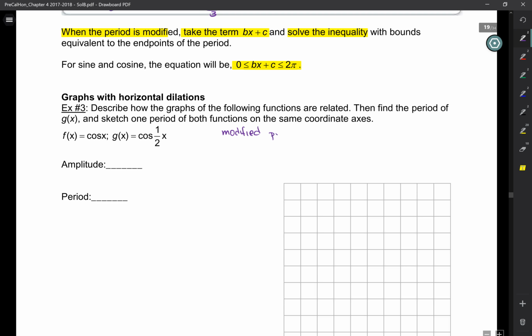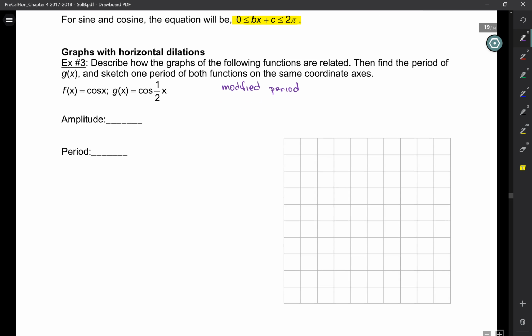So does that mean when you're drawing it, one of them is still going to pi? Correct. So yes. Like even more. Yeah, you'll see. So the amplitude, how much is the amplitude for g of x? 1, right? What's the period for g of x? Try again. 4 pi. Okay?